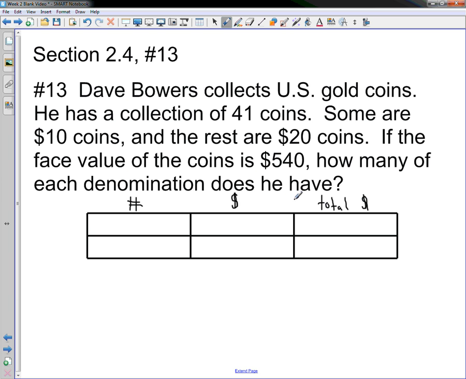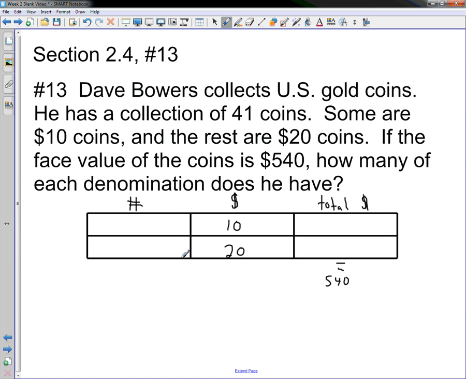Okay, so let's see what we have. Well, it says that Dave collects U.S. gold coins. He has a collection of 41 coins. Some are $10 and the rest are $20. So I know some are 10, some are $20. And I know that the face value of the coins is 540. So that's going to be my total is 540. So we just need to figure out how many of each we have. But we know there's a total of 41.